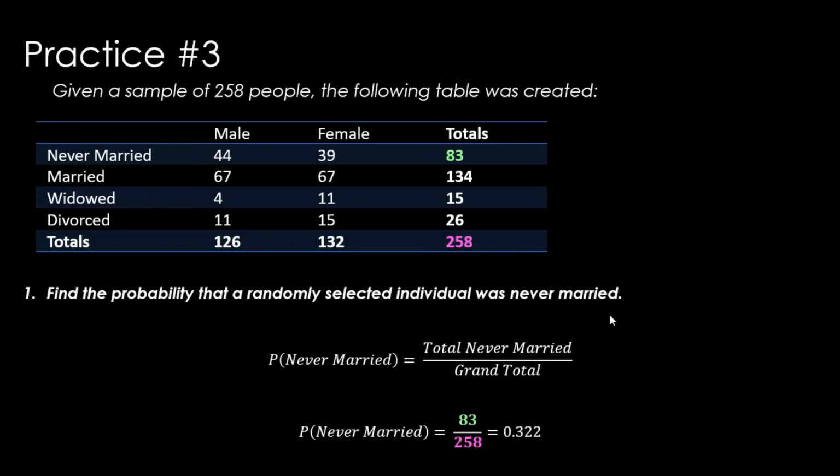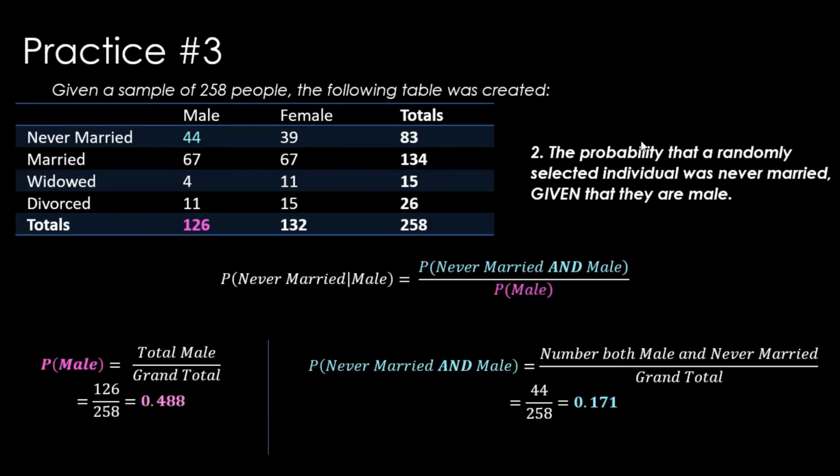For this first part, we don't need the conditional probability formula. We just need to set up a simple ratio. Probability of never being married is equal to the total number of people who have never been married divided by our grand total. From the table, we can see that the total number of people who were never married is 83. The grand total is 258. So we have the probability of never being married is equal to 83 out of 258, which is equal to 0.322.